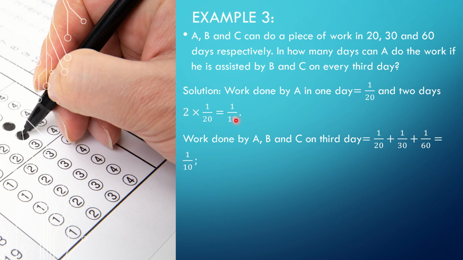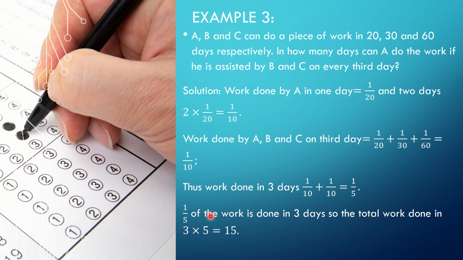Now the total work done in 3 days is 1 by 10 plus 1 by 10, because one is the work done by A in 2 days and the other is the work done by A, B and C on the third day. So the work done in 3 days is 1 by 5. That means 1 by 5 of the work is done in 3 days, so the total work will be done in 3 into 5, that is 15 days.